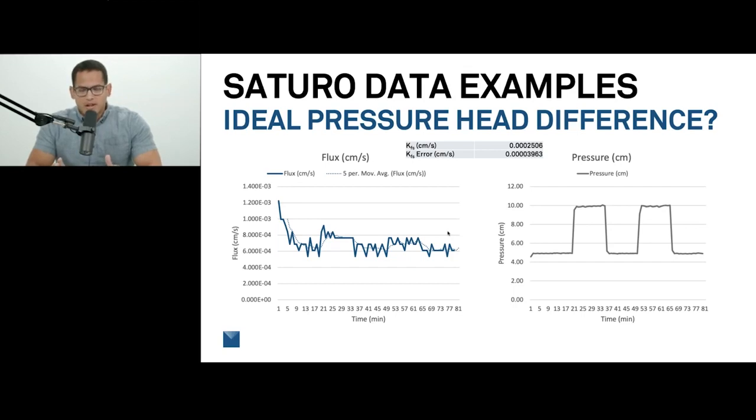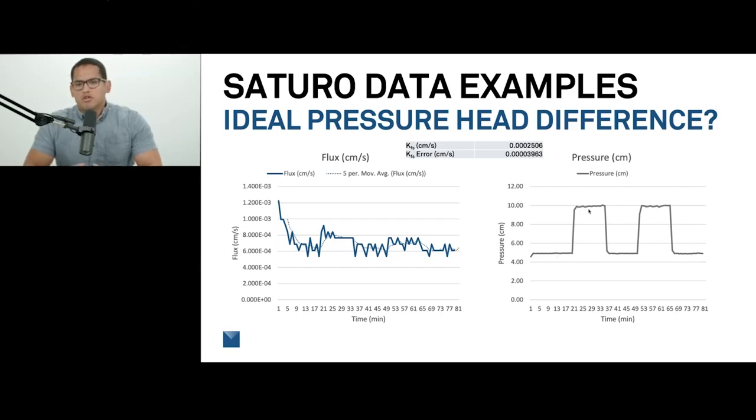Now, in the case of this measurement, you can see the error here actually still is not bad. It's several orders of magnitude smaller than the hydraulic conductivity, which is what we like to see. But you can also see this is a relatively low infiltration or low hydraulic conductivity. It's 2.5 times 10 to the minus 4 centimeters per second. So pretty low hydraulic conductivity. And in this measurement, they only used a pressure head of 5 and 10 centimeters.